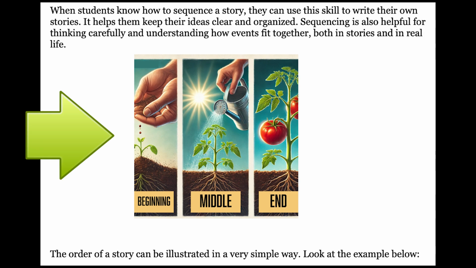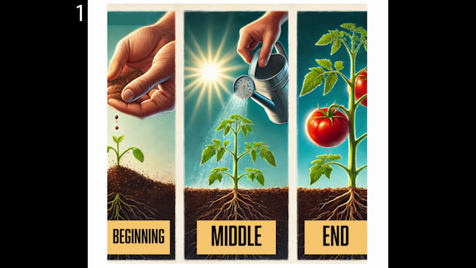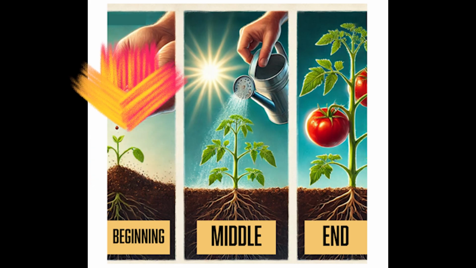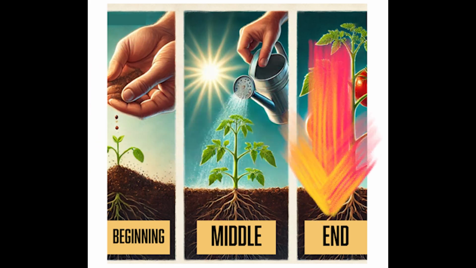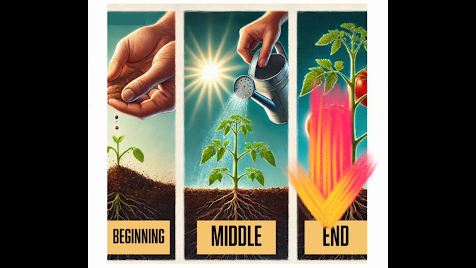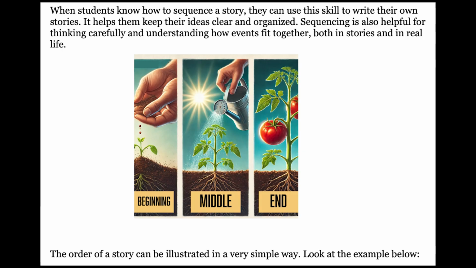Okay, now let's look at the illustration. It's easy to see the sequence of this story. Someone plants a seed into the ground. They water the plant that grows, and it finally produces tomatoes. There is a beginning, a middle, and an end. This is the basic sequence of a story. Let's read the short story that serves as a basic example.